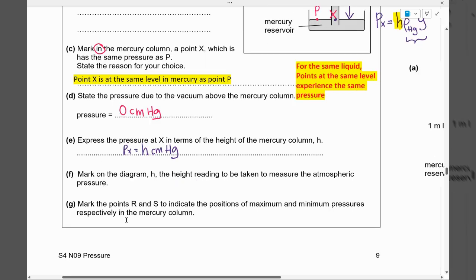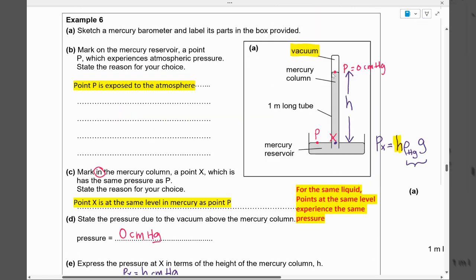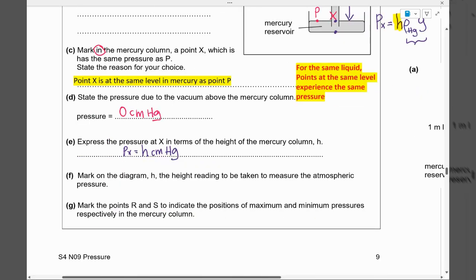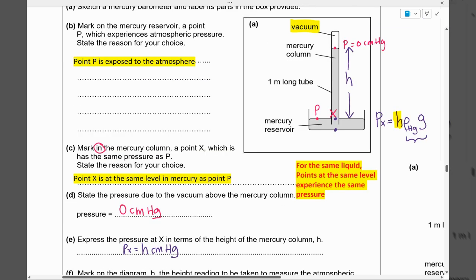Part G. Mark the points R and S to indicate the positions of maximum and minimum pressure. Minimum pressure has to be 0, right on top over here where it is just vacuum. Then as you go lower and lower in the mercury column, as the depth increases, the pressure will increase. So this is where the pressure is the highest. Let me label the points. Where is the maximum? I label as R. Where is the minimum? I label as S. So we are done with example 6.